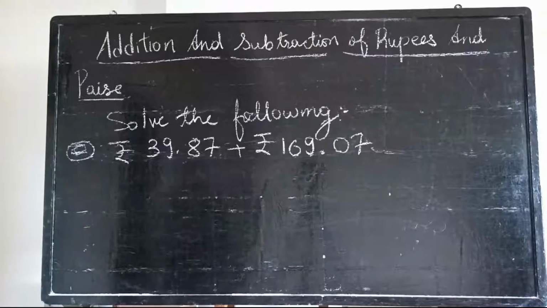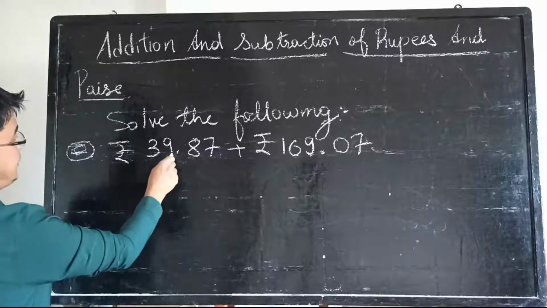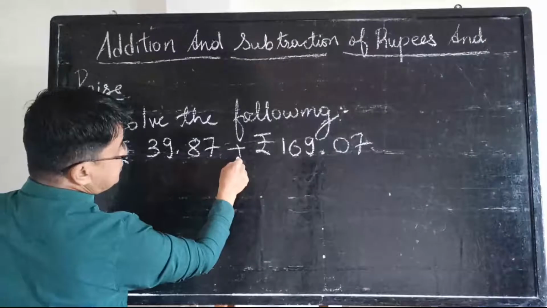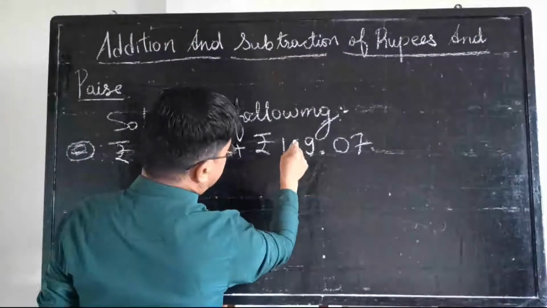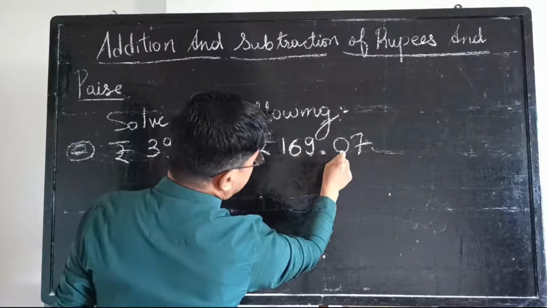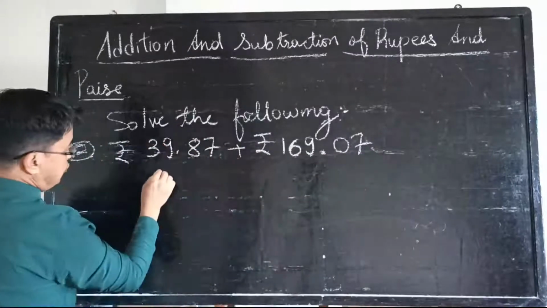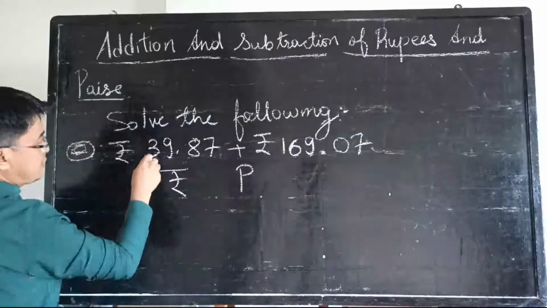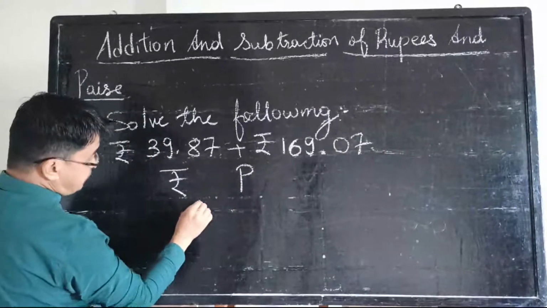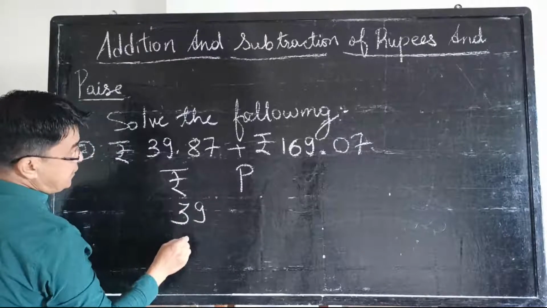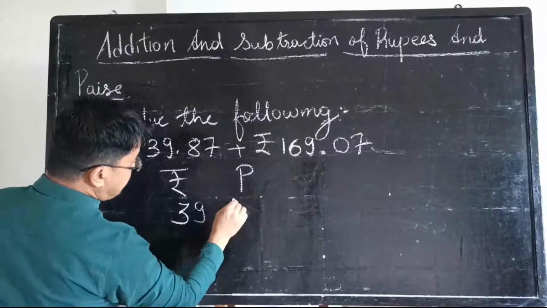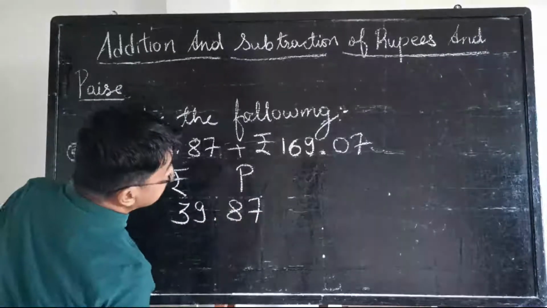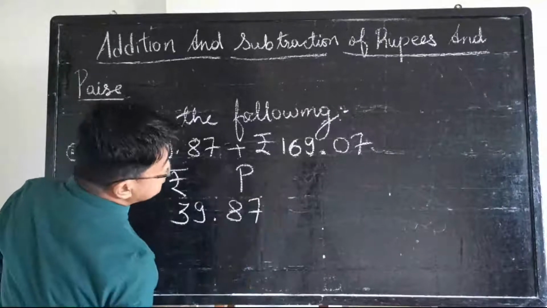Now look. Rupees 39.87 paise plus rupees 169.07 paise. You have to add this. Now you write the rupees on this side, and this side is the paise. First one, how many rupees? 39, 1 tens. 39. And how many paise? 8, 7. Here rupees 169.